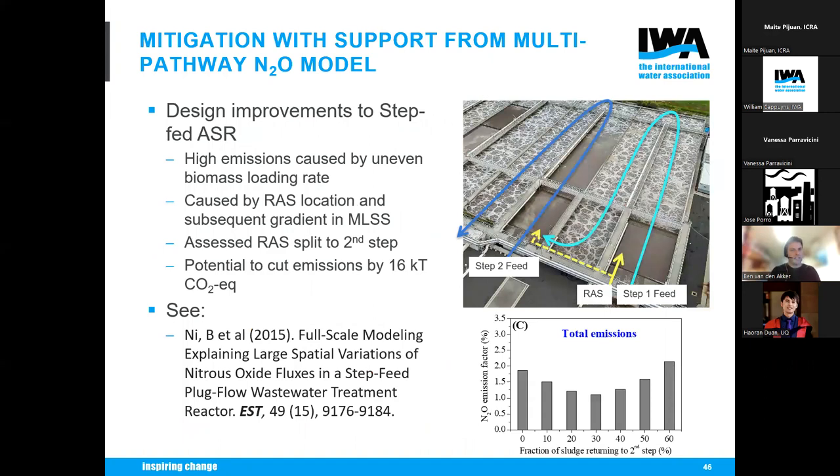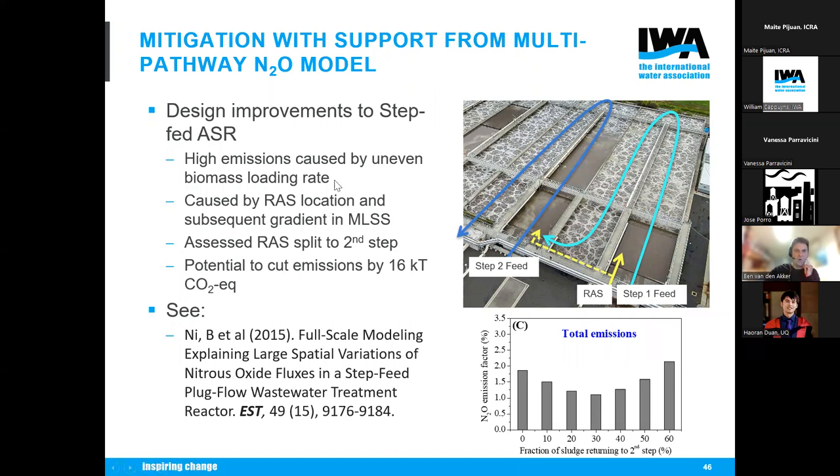We're also considering design improvements to our step-fed activated sludge reactor. What we found was the high emissions that were particularly noted in the second step feed of the reactor were actually caused by an uneven biomass loading rate within this reactor. And the reason for this was the location of the return activated sludge. The return activated sludge is returned to only the start of the reactor in the first step fed section. As a result, the mixed liquor concentration as it goes along the reactor becomes diluted by the second step feed. So the mixed liquor concentration in the second stage of the reactor is actually much lower, and as a result, the biomass loading rate in this section was much higher.